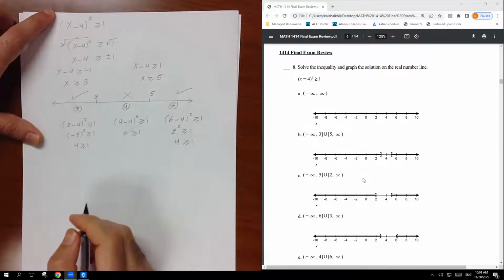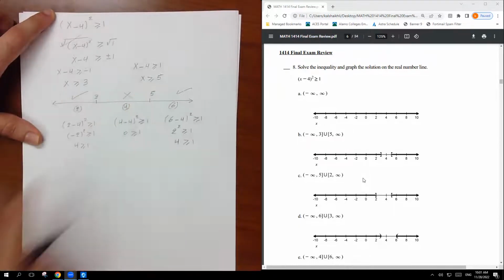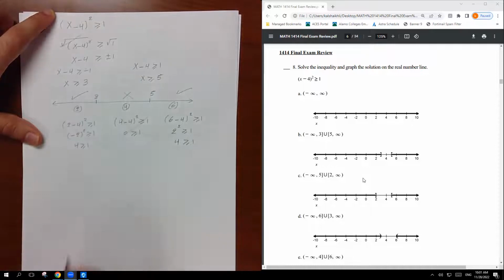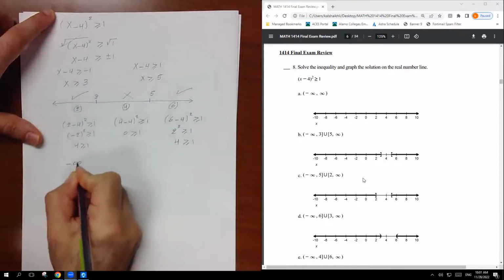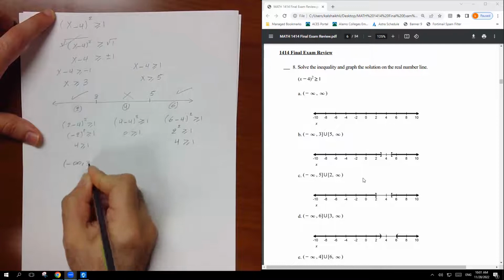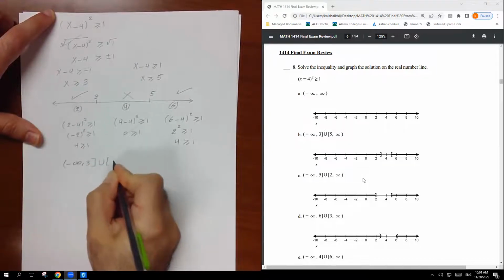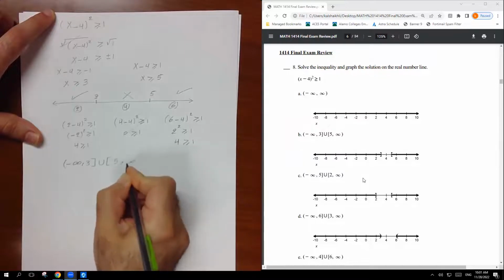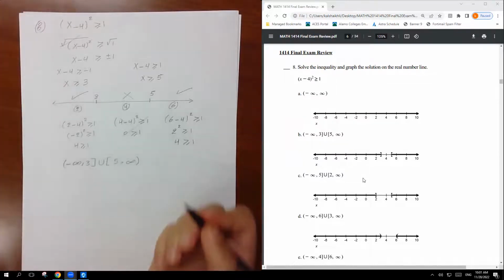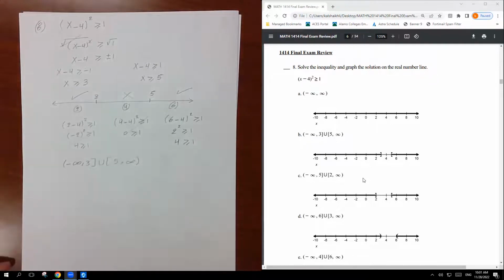So our solution, be careful, there's an equal sign on both sides. It's going to be from negative infinity to 3, with a bracket on this side, union, another bracket, from 5 to infinity. So here is our interval solution. In this case we're going to choose B, because this is exactly like B. That's it for example 8.